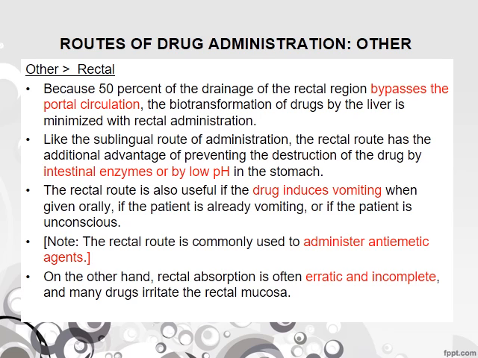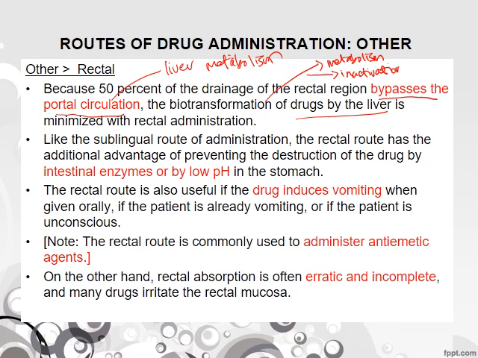So let's look at the last route of administration, which is rectal. What are the advantages of the rectal route? About 50% of the drainage of the rectal region bypasses the portal circulation, meaning it bypasses liver metabolism. So the biotransformation of the drug by the liver, for example metabolism and inactivation by liver conjugation, is minimized if we give a drug through rectal administration.